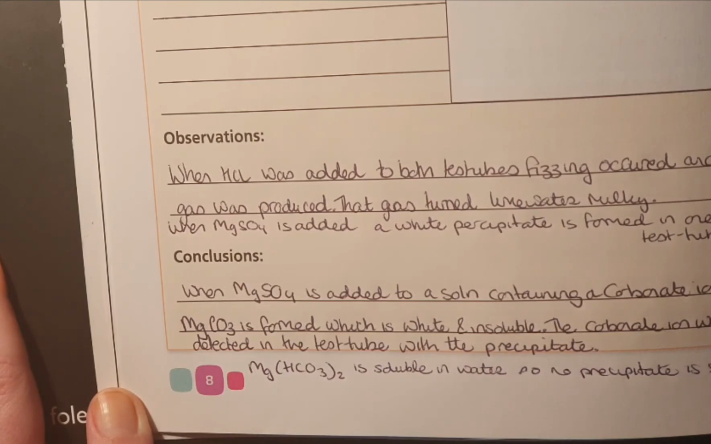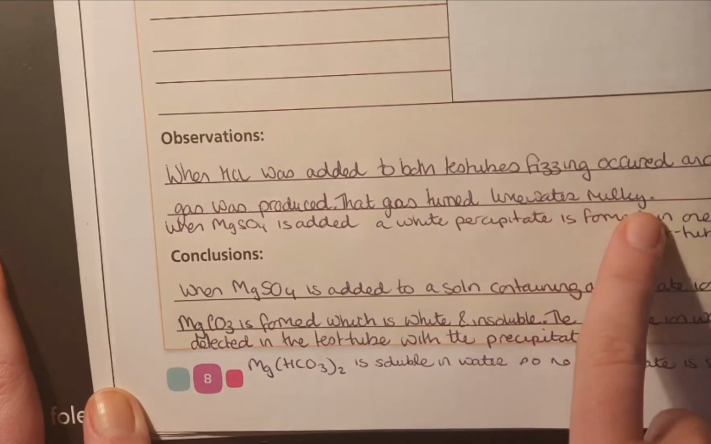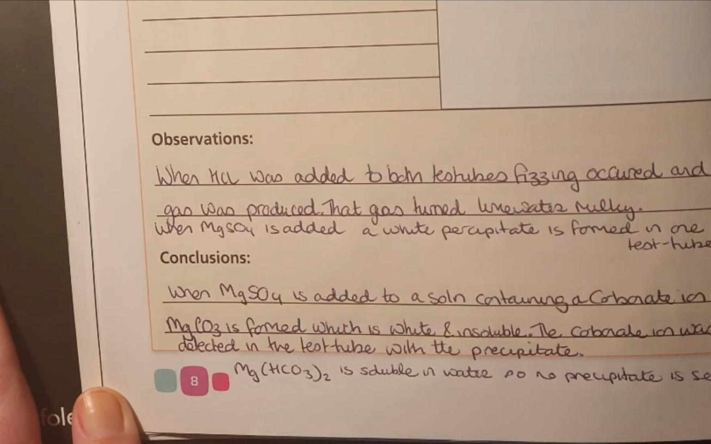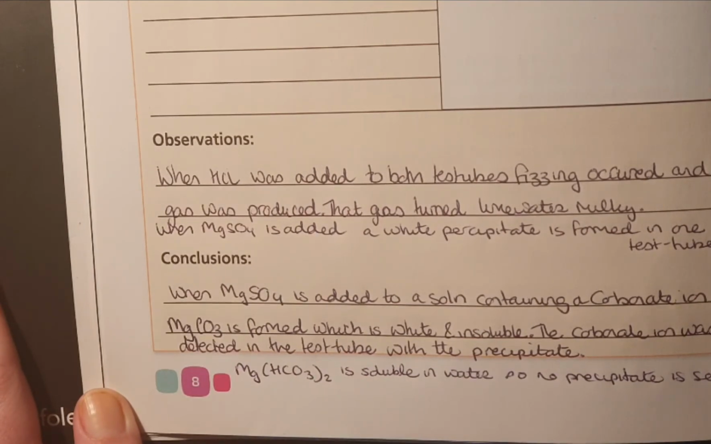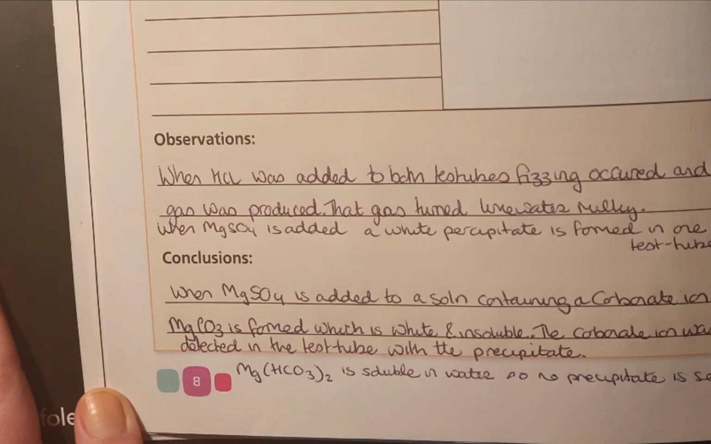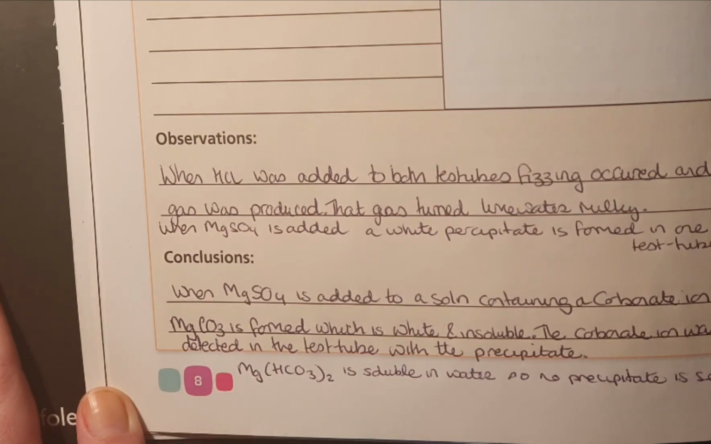So that we know that there's some type of carbonate ion in both test tubes because the lime water turned milky. Now when magnesium sulfate was added, a white precipitate was formed in only one of the test tubes. So the conclusion is, when magnesium sulfate is added to a solution containing a carbonate ion, magnesium carbonate is formed, which is white and insoluble in the water. So it's going to create this white precipitate. The carbonate ion was detected in that test tube.